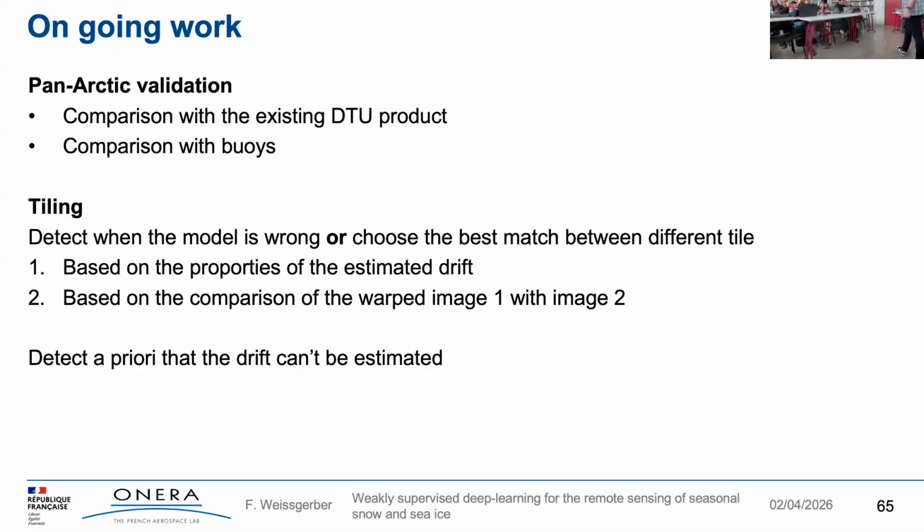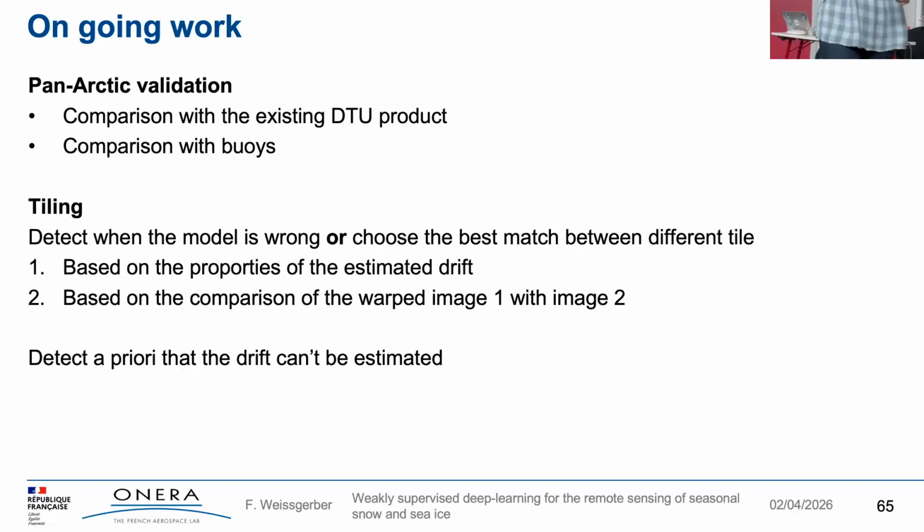So the ongoing work is to do a pan-Arctic validation. First, to compare with the existing DTU products, but also to compare with buoys. There are some drifting buoys in the Arctic, and you have their position over time. So it took us quite a while to find Sentinel-2 pairs where we have sea ice, no clouds, and a buoy, to create a nice validation data set. And then the main issue that we still have is the issue of tiling.